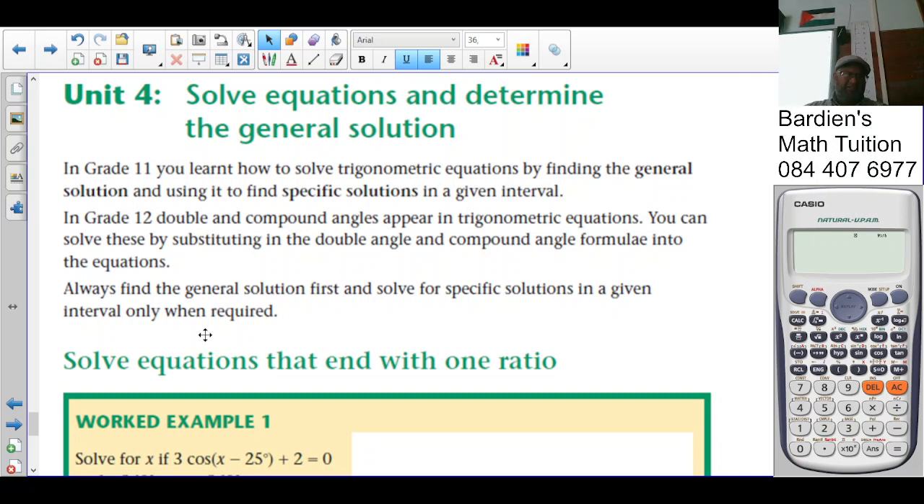In grade 12, double and compound angles appear in the trigonometric equations. So now we're adding the compound and the double angles. You can solve these by substituting double angle and compound angle formulas into the equation. Always find the general solution first and solve for specific solutions in the given interval only when required. So we first find the general solution of the trigonometric equation, and then we find the specific solutions in the given interval. And we've been doing that all the time already.